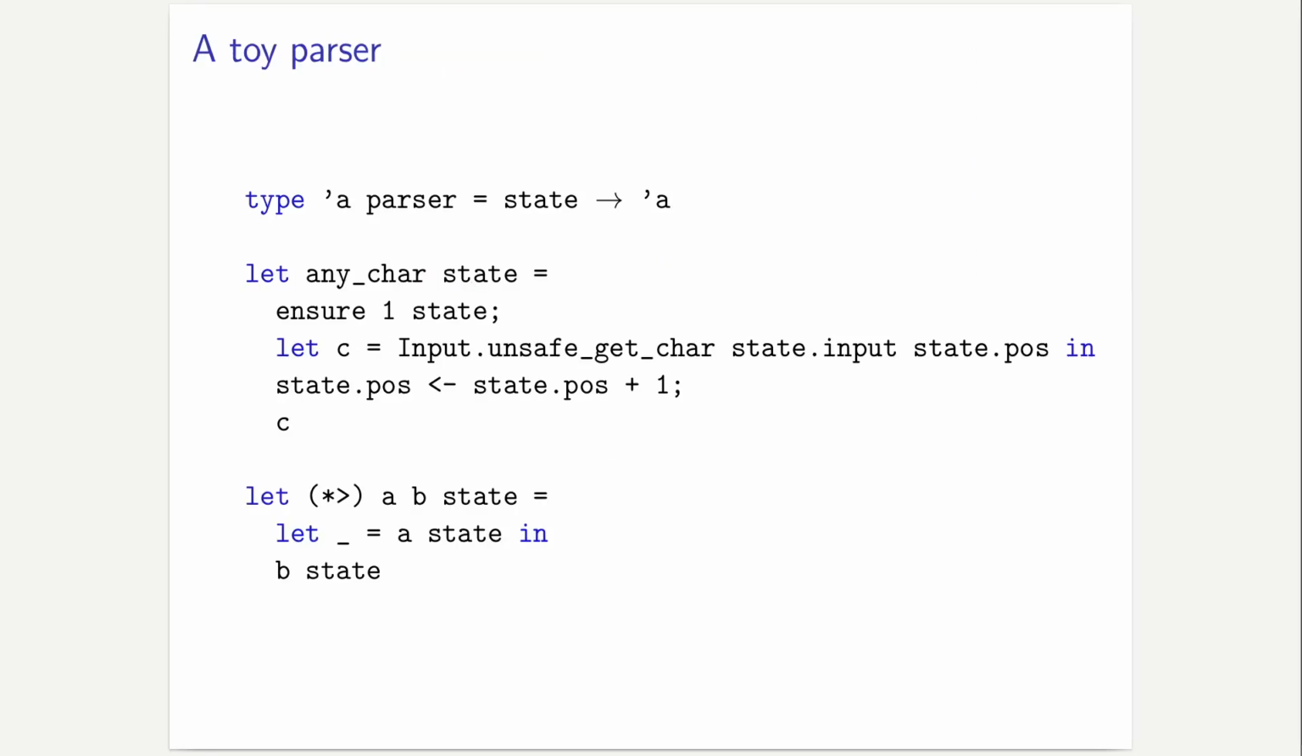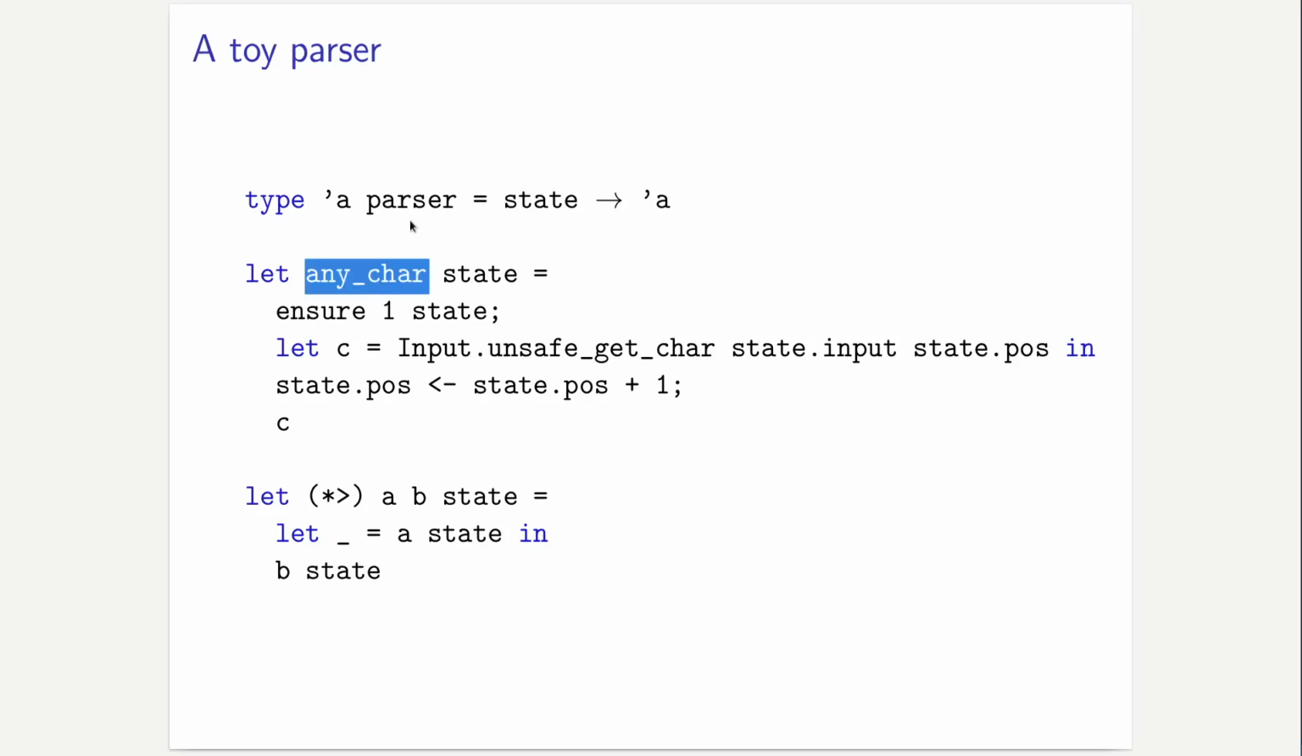So as a warm-up, let's look at a toy parser first. The idea here is we've got some input stream of characters, and we'd like to read a value from it. And in this very simple toy parser, we'll say that an alpha parser is just a function that takes the state of some input stream and produces a result value of type alpha.